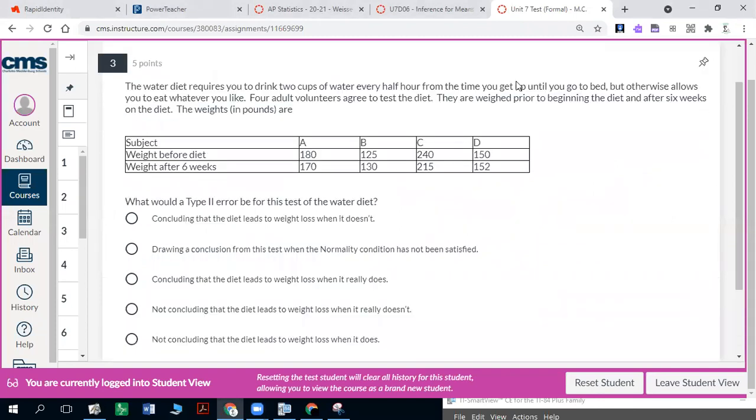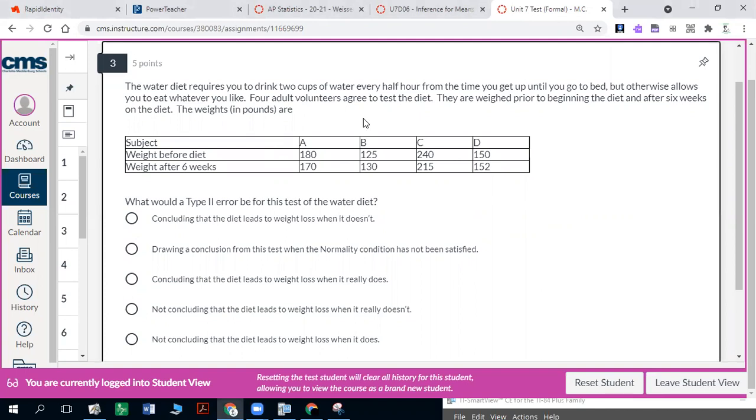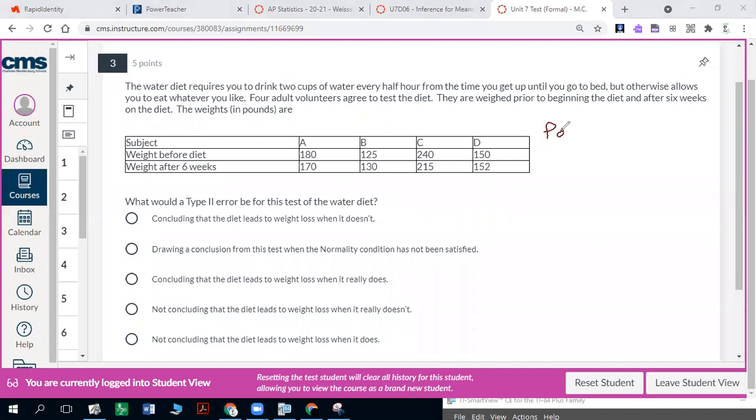All right, number 3. The water diet requires you to drink 2 cups of water every half hour from the time you get up until you go to bed, but otherwise allows you to eat whatever you like. 4 adult volunteers agreed to test the diet. They are weighed prior to beginning the diet and after 6 weeks on the diet. The weights in pounds are. So you have 4 volunteers. Notice that each person is doing the weight before and after, comparing them. So again, this is going to be a paired t.